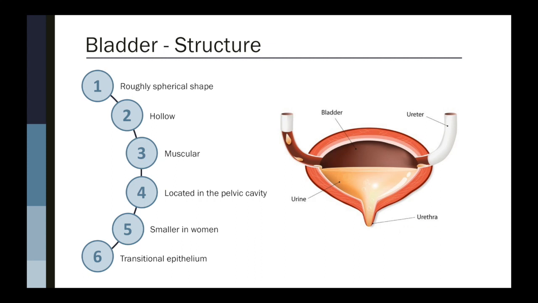The bladder also contains transitional epithelium, which moves from a more stratified to simple configuration as the bladder fills and it expands. Now, it is important to note, too, that the bladder tends to be smaller in women due to the uterus taking up space.